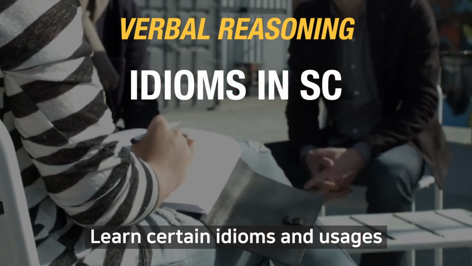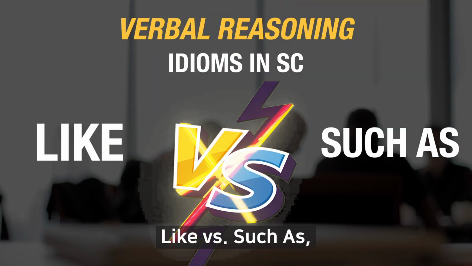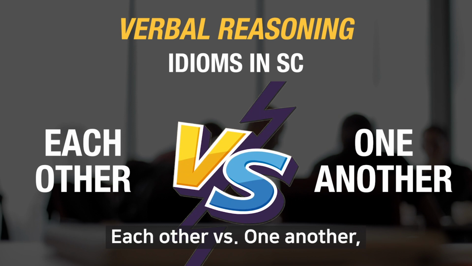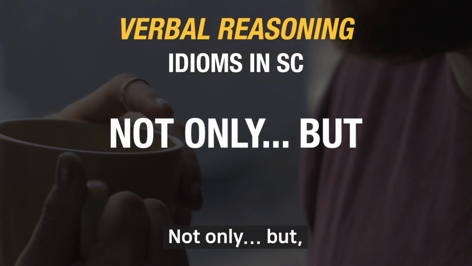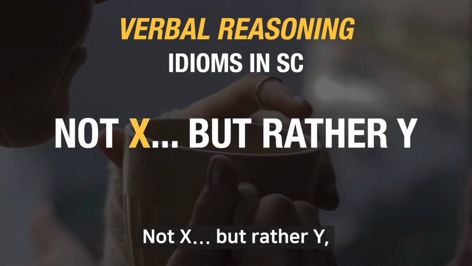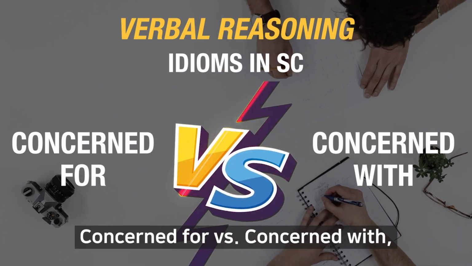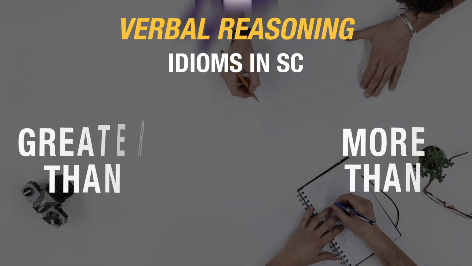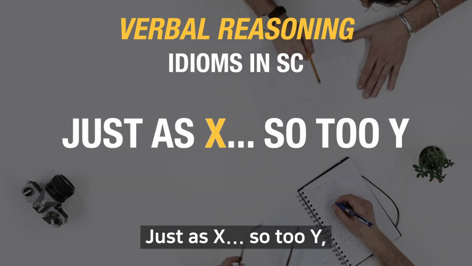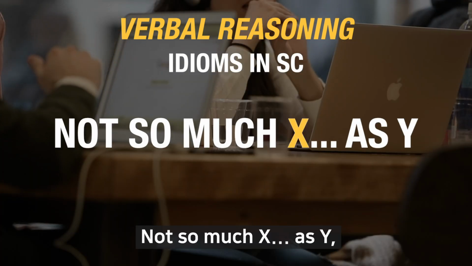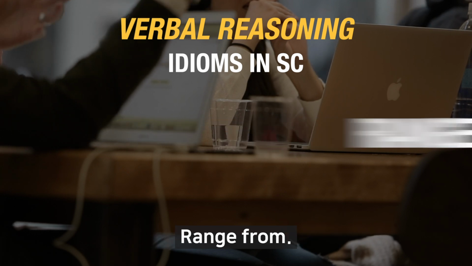Learn certain idioms and usages that appear frequently in sentence correction, like versus as, like versus such as, between versus among, each other versus one another, agree with and agree to, not only but also, not only but, not X but rather Y, between X and Y, concerned for versus concerned with, same to X as to Y, greater than versus more than, such as X so Y, such as X so to Y, not so much X as Y, forbid X to do Y and prohibit X from Y, range from, and there are many more.